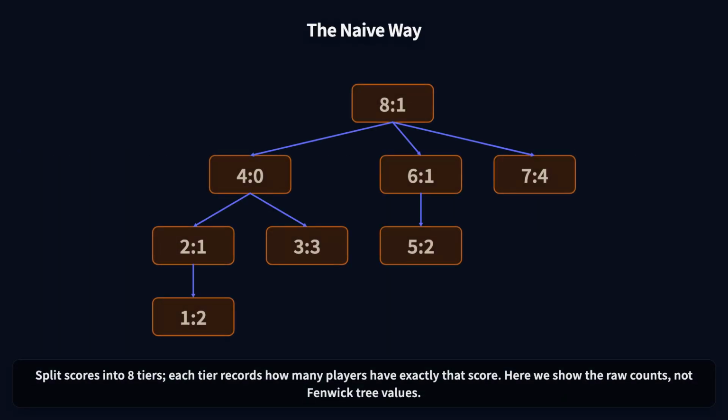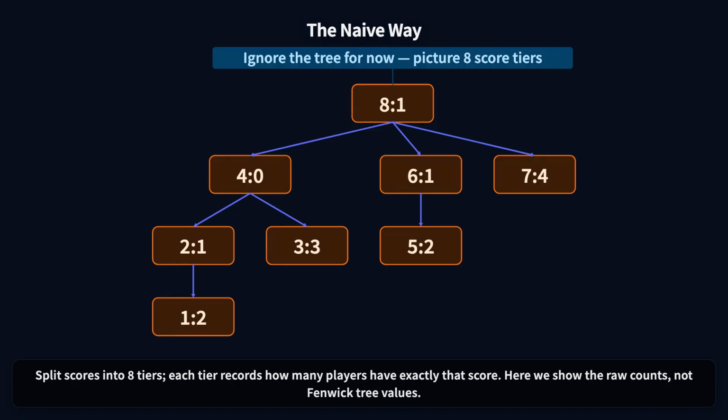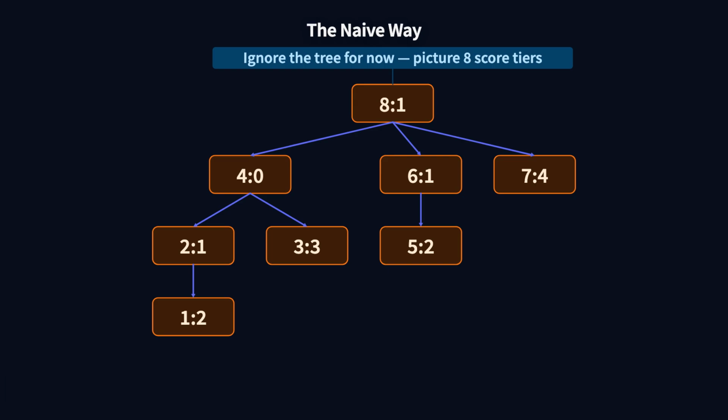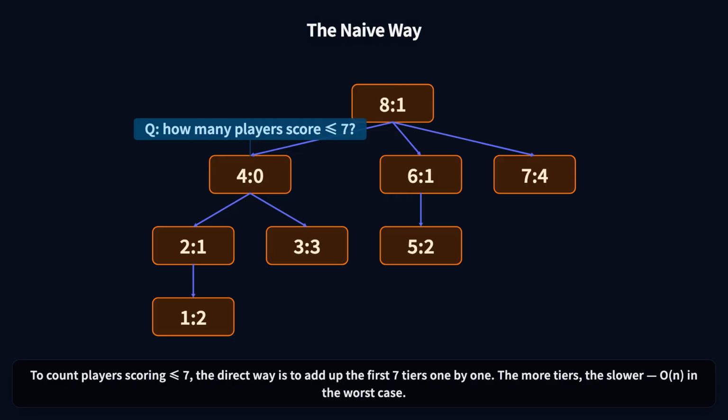Split scores into 8 tiers. Each tier records how many players have exactly that score. Here we show the raw counts, not Fenwick tree values. To count players scoring less than or equal to 7, the direct way is to add up the first 7 tiers one by one. The more tiers, the slower. O(n) in the worst case.